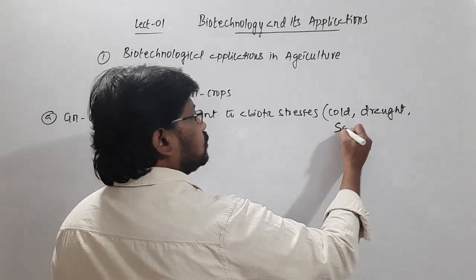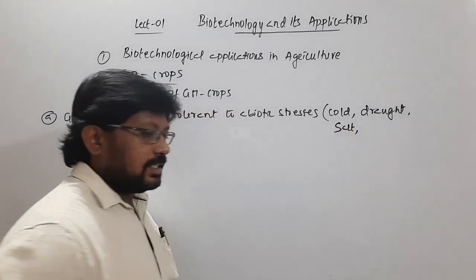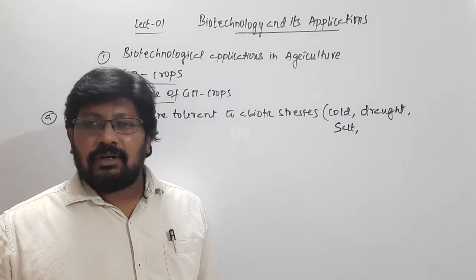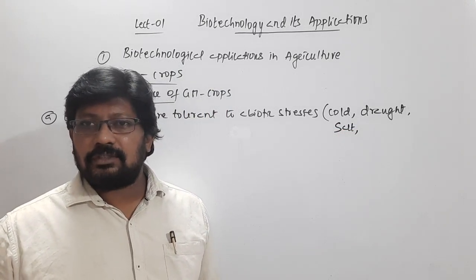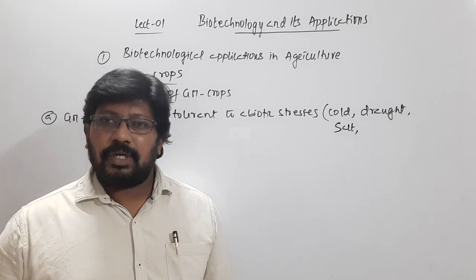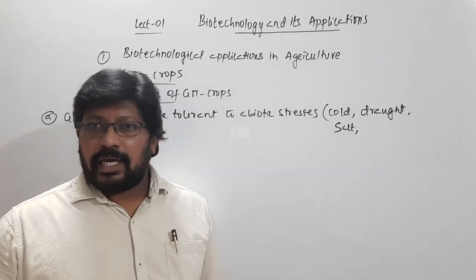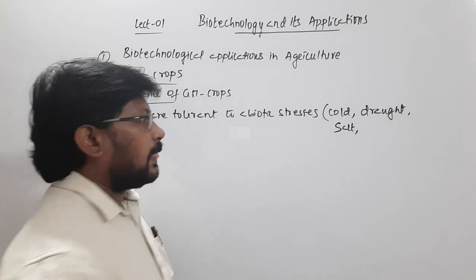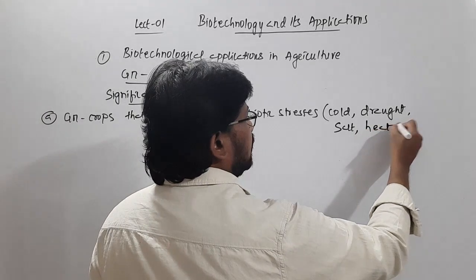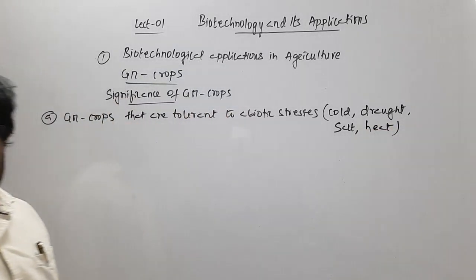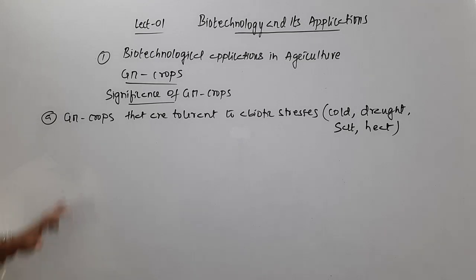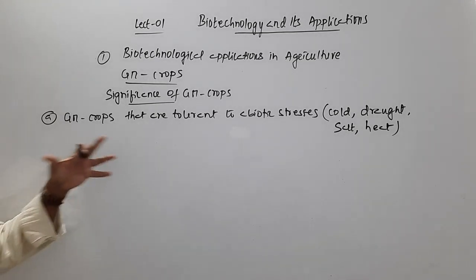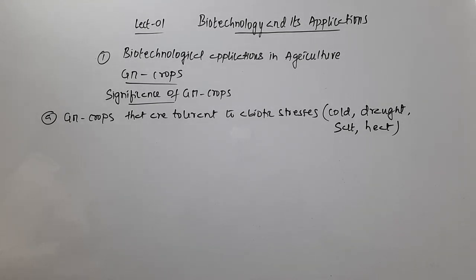And in salty soils, they are called saline soils. We know that the plants will not be able to grow if the salt is more in the soils, because there will be exoosmosis, and that results in the death of the plant. And even in heat, that is hot conditions. So we can construct genetically modified crops to withstand these abiotic stresses.